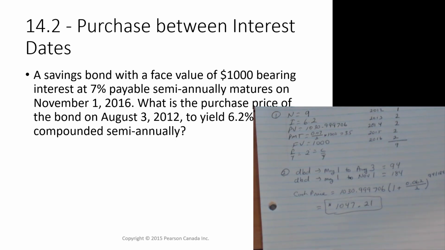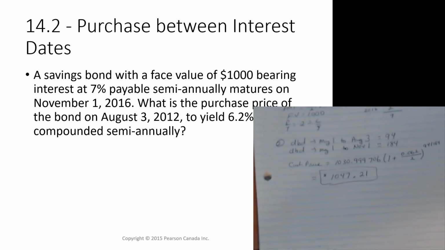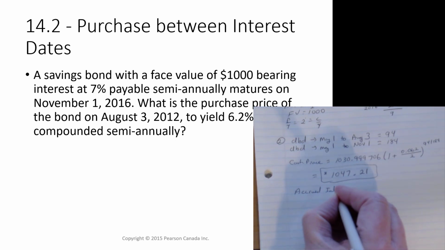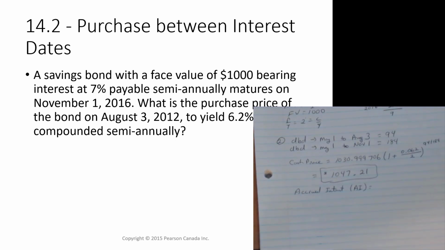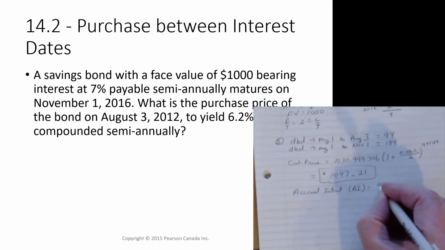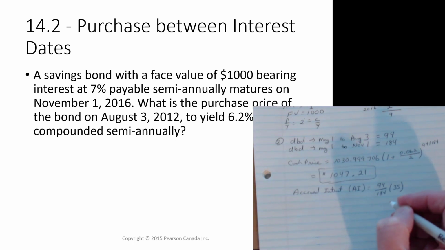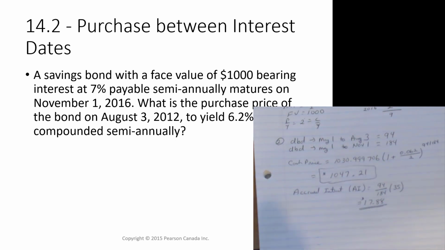Okay. There's a couple other identities. This one's got all the labor involved in it, right? There's 2 steps, and so on. Other things that are important to us is the accrued interest. Sometimes I call that AI. AI is just a portion of that coupon payment that goes to the seller. Okay, the seller held the bond for 94 days out of the 184. Multiply by whatever that coupon payment was. In this case, it's $35. And so the accrued interest is $17.88.